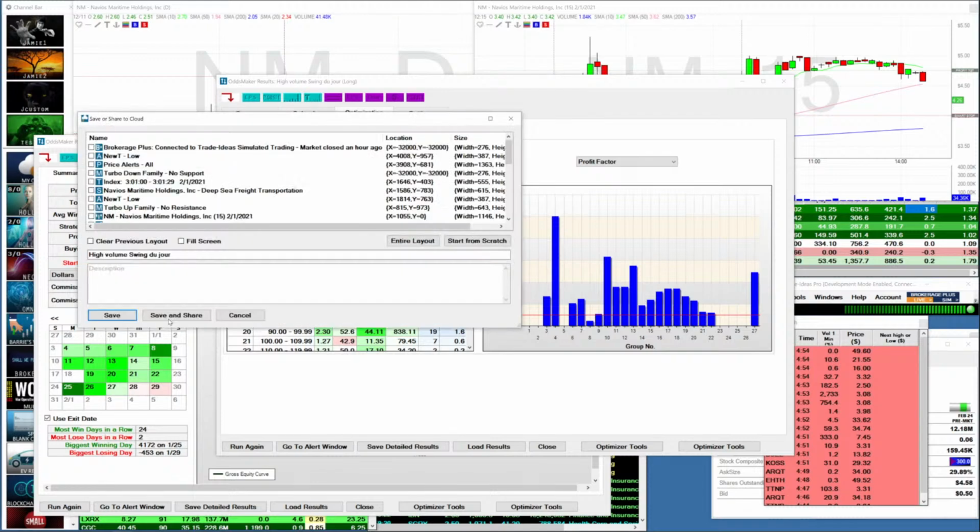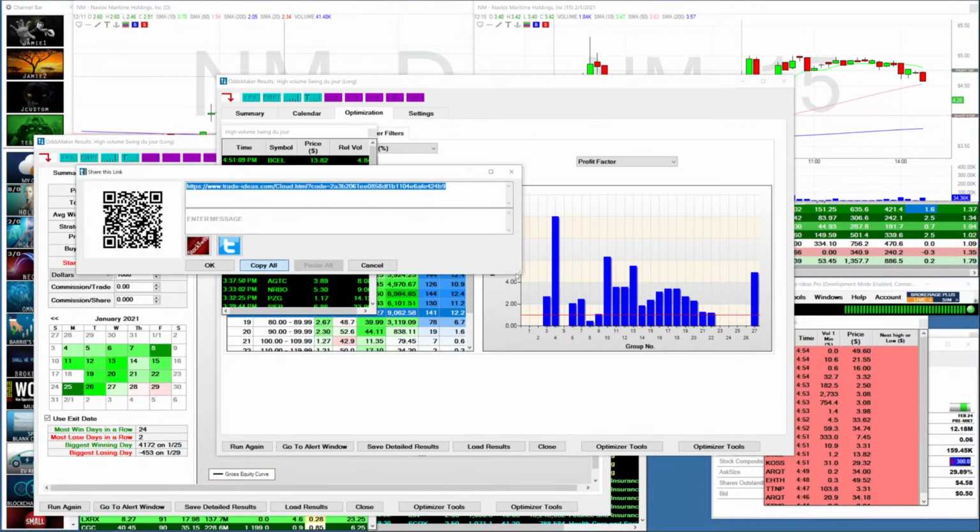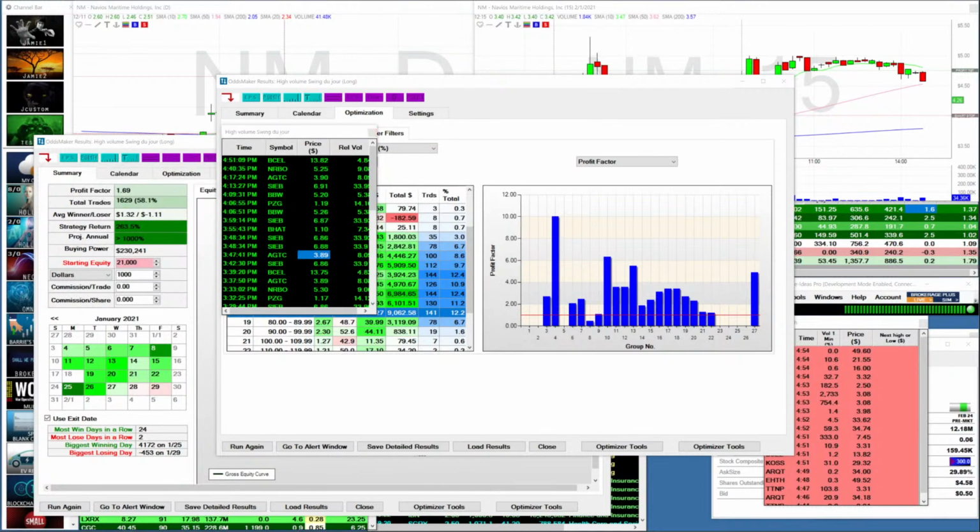All right, so here is the cloud link. Oops. There we go. What do we call this? High volume swing du jour. And there you have it.